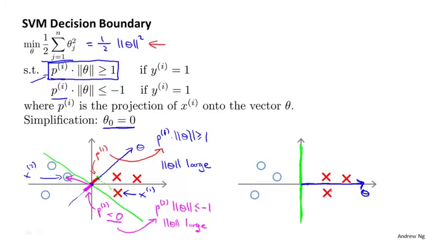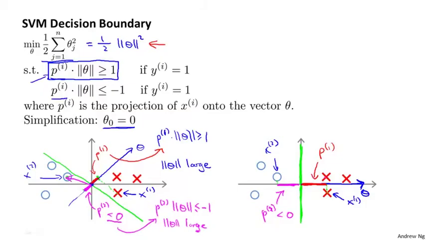And now, if you look at the projection of your data onto theta, let's say as before that this example is my example x1. When I project this onto theta, what I find is that this length here is p1. And for the other example, if that example is x2, and I do the same projection, then what I find is that this length here is p2. Really, this is going to be less than 0. And you notice that now p1 and p2, these lengths of the projections, are going to be much bigger.